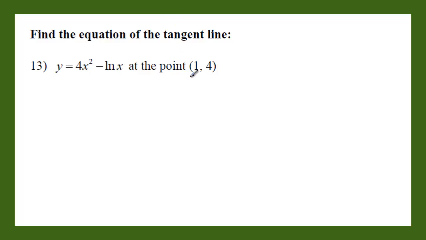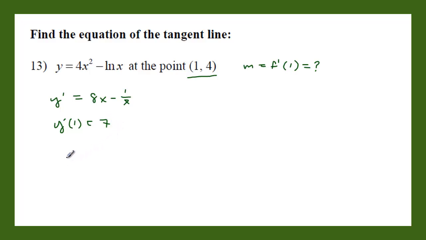Okay, so we have the point, they give us the point (1, 4), so now we just need to know what is the slope. So remember, slope is just the derivative, and we want to know that when x is equal to 1. Okay, so first thing we got to do is go ahead and take a derivative. So y prime is going to equal 8x minus the derivative for natural log of x, which is just 1 over x. And now we want to evaluate this for when x is equal to 1. So y prime at 1. And when we plug that in, we end up getting 7.